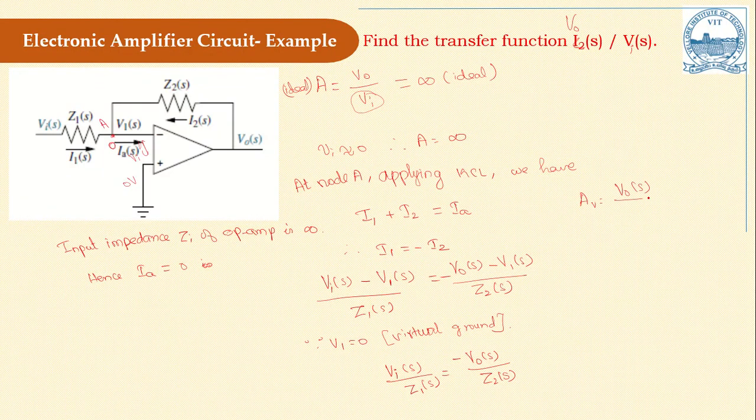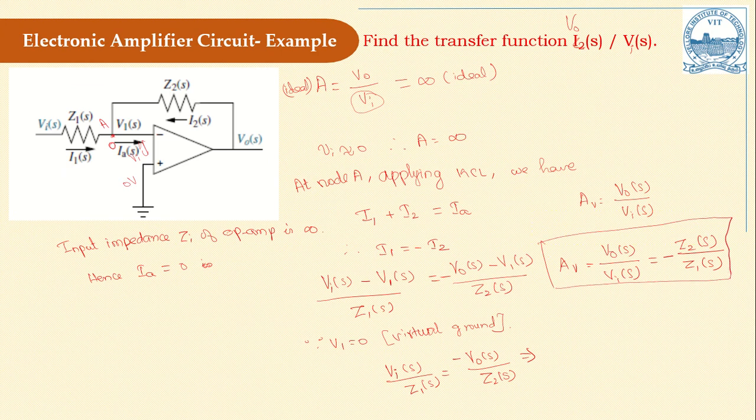And now the amplifier gain, AV, is V0 of S divided by Vi of S. So from this we can write V0 of S by Vi of S is equal to minus Z2 of S divided by Z1 of S. So this is the transfer function of this operational amplifier.